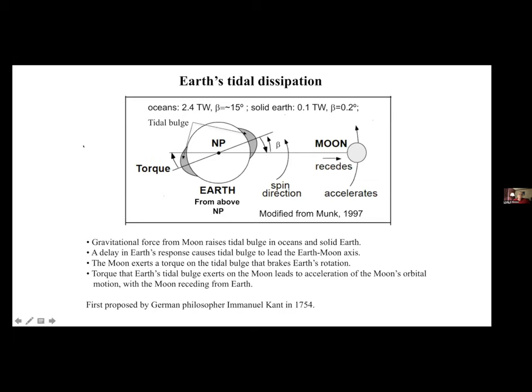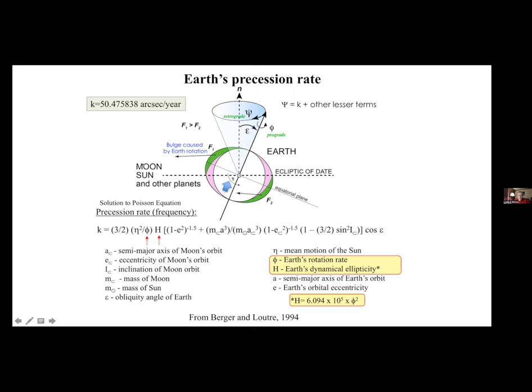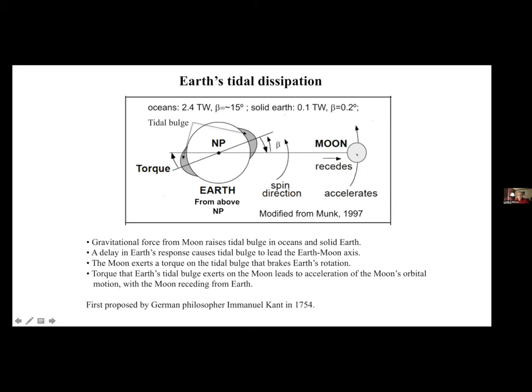So with Earth's tidal dissipation, I just wanted to point out that the precession is caused by the Earth, the moon, sun, and other planets pulling on the equatorial bulge of the Earth, which is caused by the rotation rate of the Earth. So that is symmetric around the equatorial plane. But now if you look from above the North Pole, you can see that the moon itself raises a tide mostly in the ocean, but also in the solid Earth.